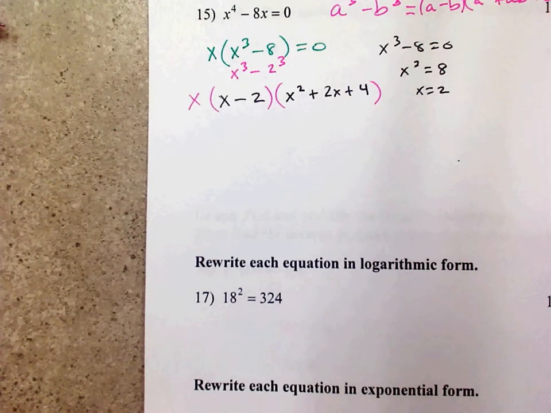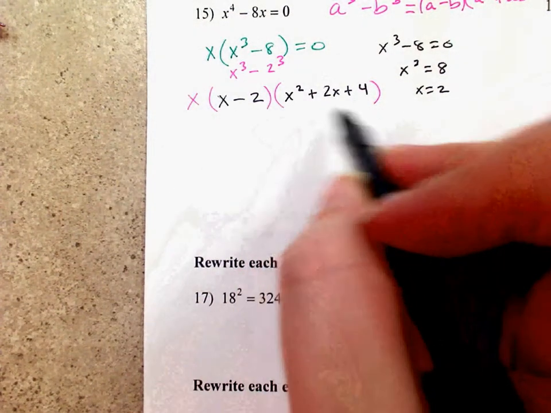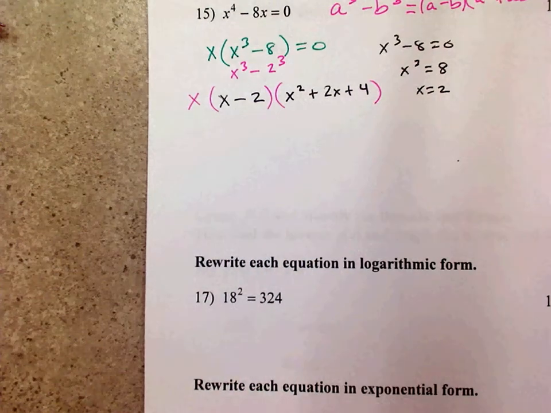Okay, so I already know this. Can I factor that, or do I need to solve it? Are there factors of 4 that add up to 2?